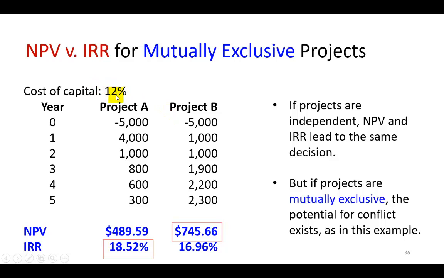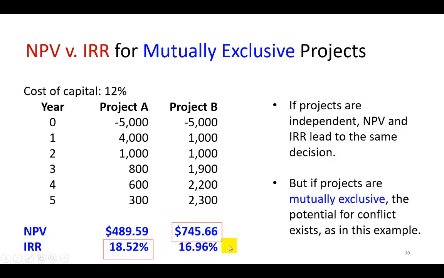The problem occurs sometimes when projects are mutually exclusive, so that, as you can see, NPV would say choose B because B's NPV of 745.66 exceeds that of A. While on the other hand, IRR says choose A because A's IRR of 18.52% exceeds that of B, which is only 16.96%. So how does this happen?